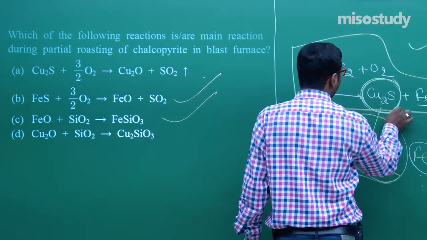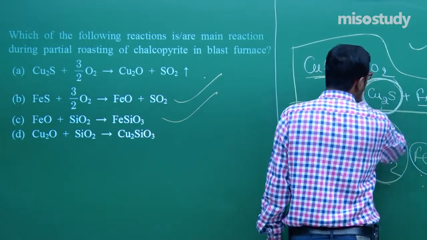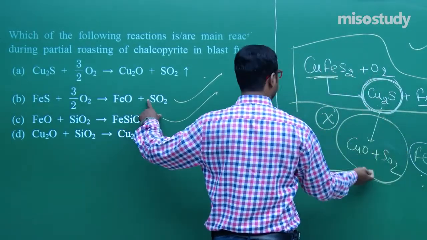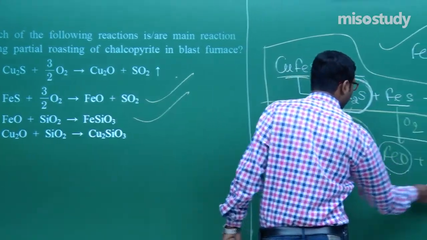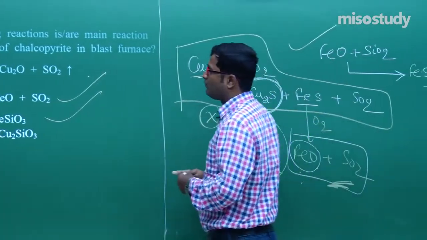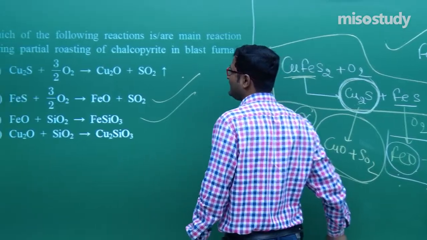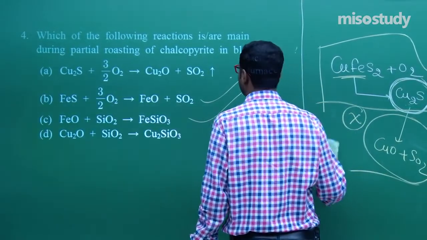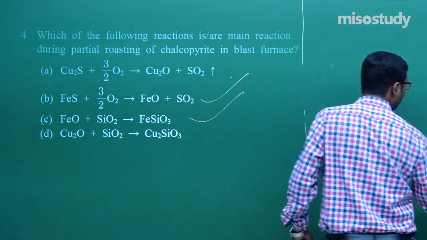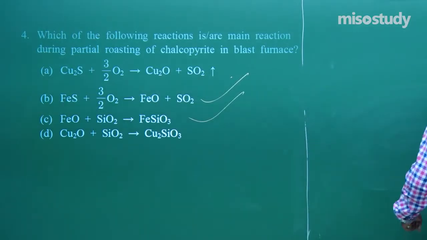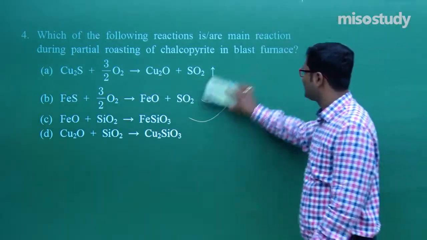In a blast furnace, such a reaction is not possible. So which reaction is more favorable? This one and this one. So for this question, B and C is the correct option. Clear to you, friend? Now this is a multiple choice type question. Now let's move to the next section.